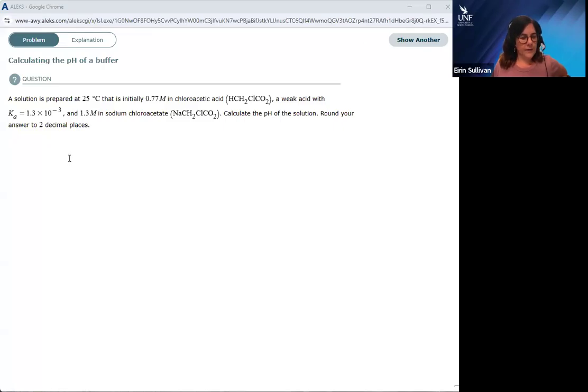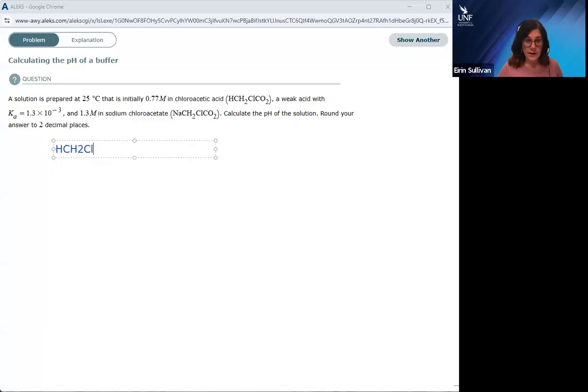Calculating the pH of a buffer solution. So if you find these questions a little bit confusing, just start with writing out the dissociation of your weak acid and the complete dissolution of your salt. So it doesn't matter what the acid is, chloroacetic acid, what on earth is that?